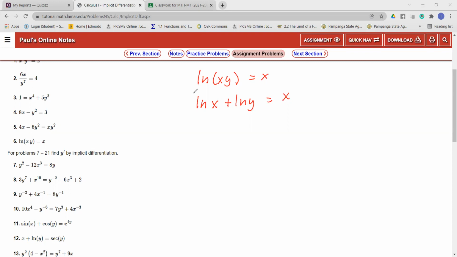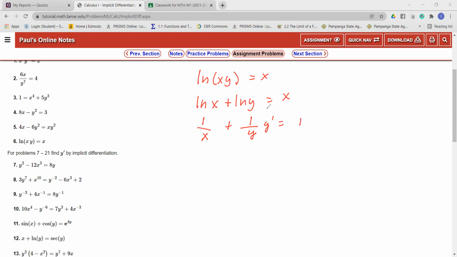Okay? Next, get the derivative. Okay, derivative nito is 1 over x dx. So kaya lang dx is 1. So yan na siya. Plus, this one is 1 over y. Kaya lang, again, since we are getting the derivative with respect to x, this is y prime. Equals 1. O yan na.